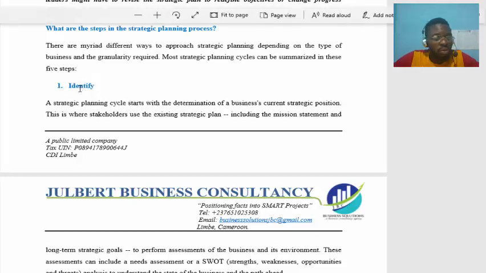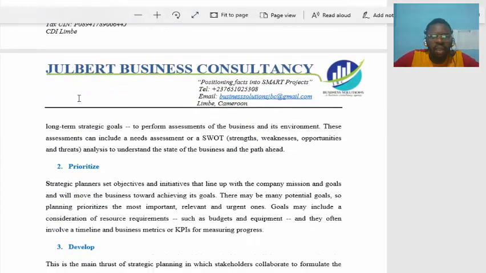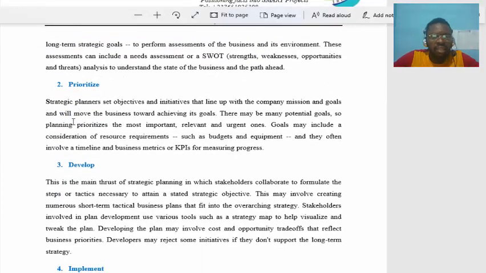You should be able to first evaluate the state of your finances, evaluate the state of your human resource, evaluate the state of your infrastructure. These are all the resources that you have that are going to help you to attain whatever objective you are setting. After identifying that, you prioritize.